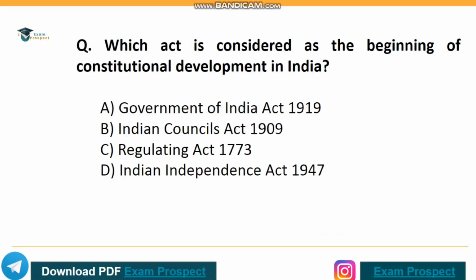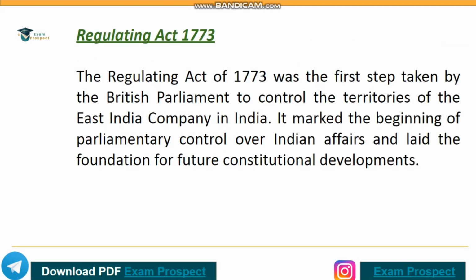First question is, which act is considered as the beginning of the constitutional development in India? Correct answer is option C, Regulating Act 1773. The Regulating Act of 1773 was the first step taken by the British Parliament to control the territories of the East Indian Company in India. It marked the beginning of the parliamentary control over Indian affairs and laid a foundation for future constitutional developments.